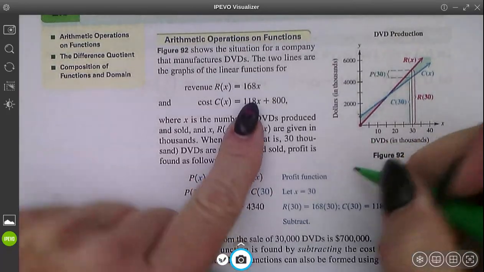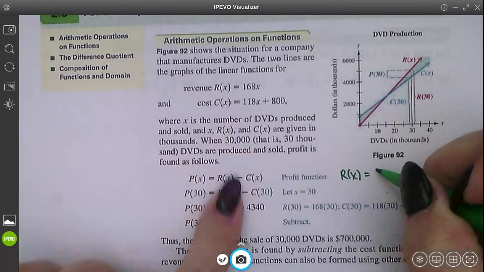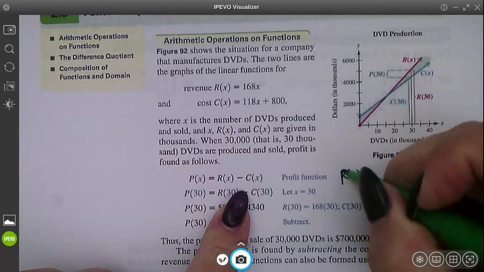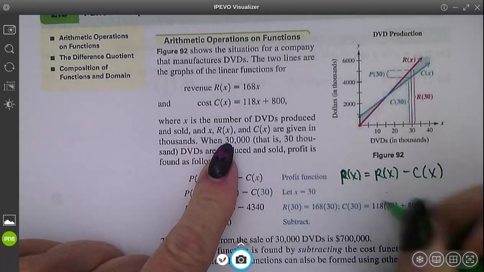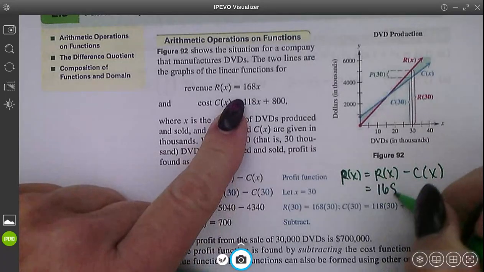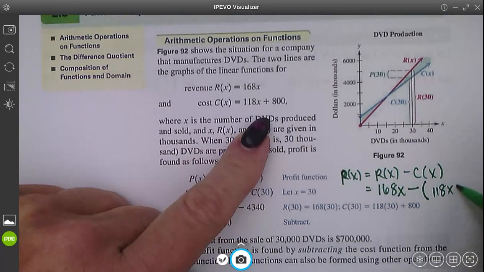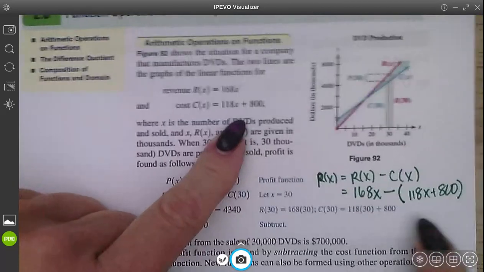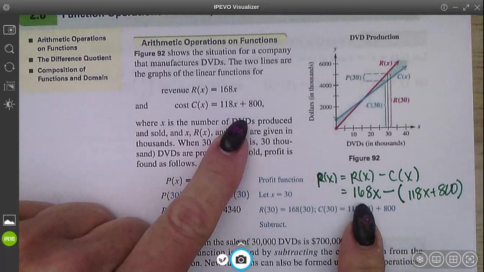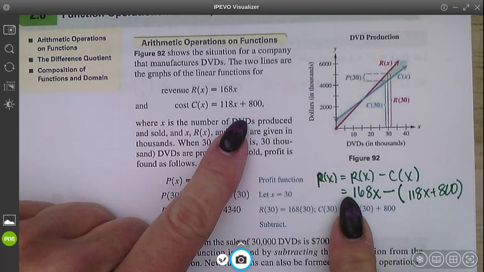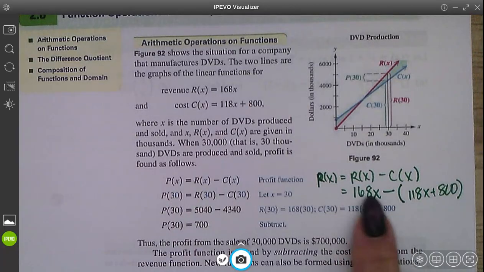So to get an entirely new profit function, I could take P of x, whoopsie, that's supposed to be a P. P of x would be r of x minus c of x, r of x being 168x, and c of x being 118x plus 800. Now, I didn't put my r of x in parentheses because there's no reason for it to be in parentheses. It could be, but it doesn't need to be because there's not subtraction out in front of it. There's no exponent. There's no multiplication. It's just plain. So I can keep that the way it is.